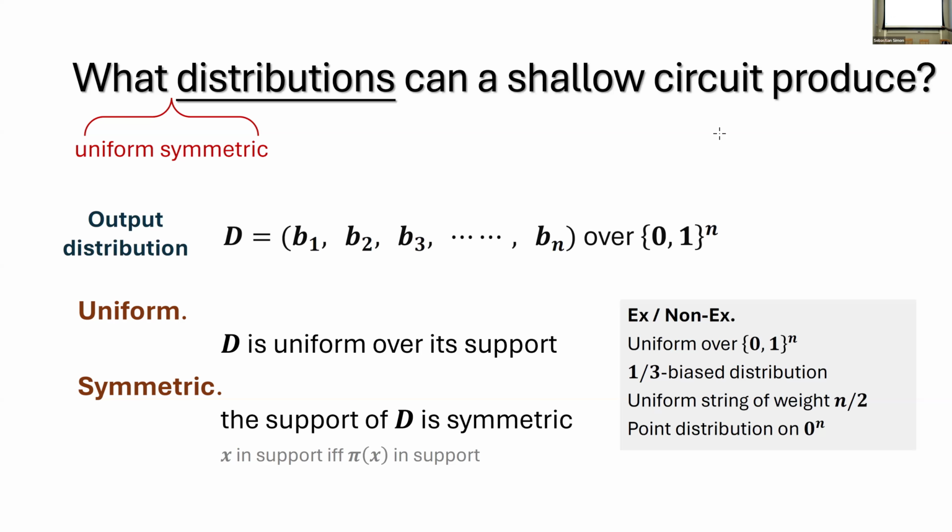The third one is where we fix the Hamming weight to be n/2. The string is going to have n/2 ones, and we take the uniform distribution over it. So this is uniform and symmetric. And the last one is a point distribution. A point distribution is always a uniform distribution. And I also fix this point distribution to be the all-0 string, which means it's also symmetric because any permutation of all zeros is still all zeros. So these are simple examples, but there are more.